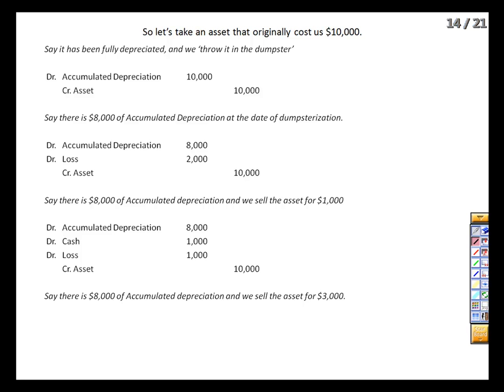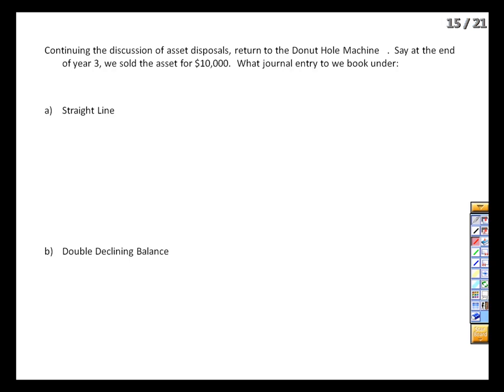Lastly, let's receive $3,000 in cash. We get rid of the asset and the accumulated depreciation, we recognize the cash, and now we find ourselves in a gain situation.